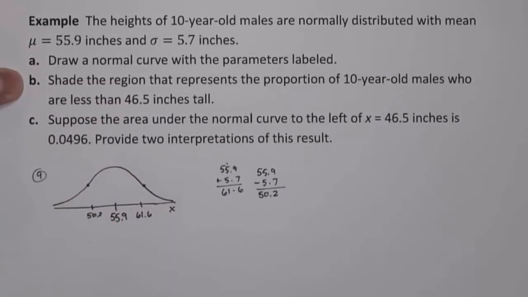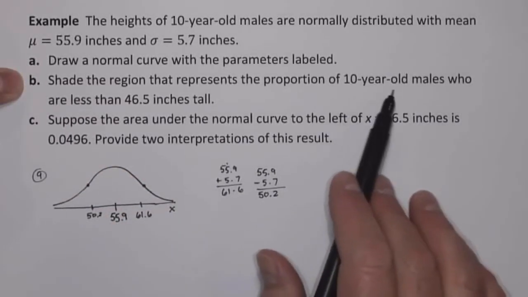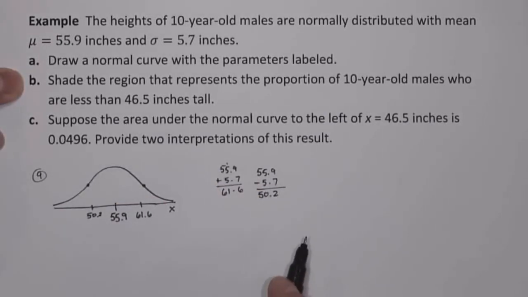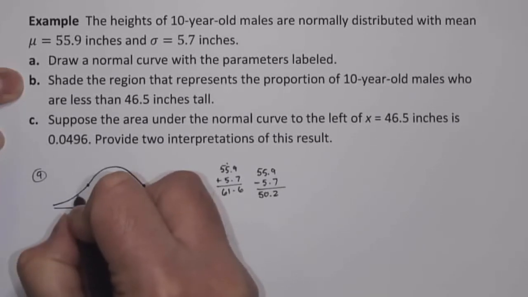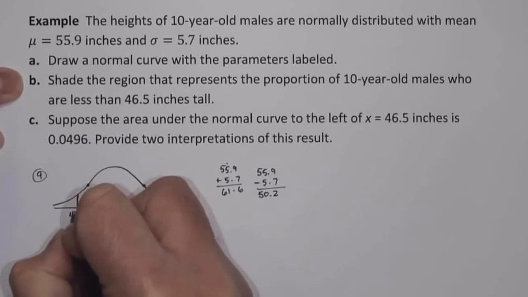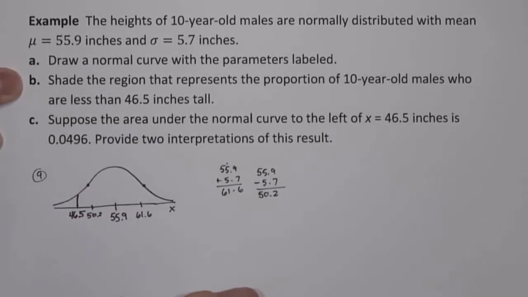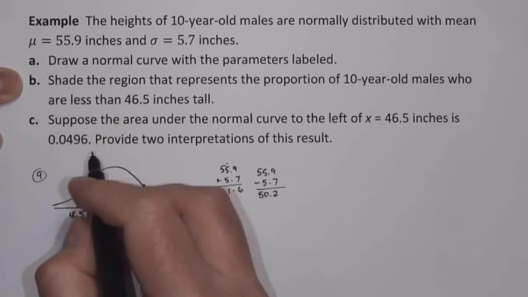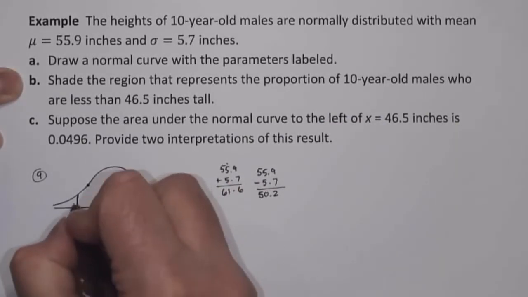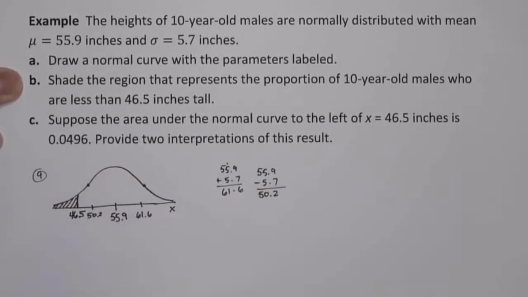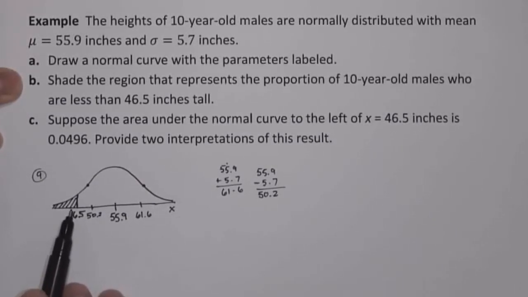Now part B, we're supposed to shade the region that represents the proportion of 10-year-old males who are less than 46.5 inches tall. Compared to our 55.9 and our 50.2, 46.5 would be over here to the left. So we shade the region that represents the proportion of 10-year-olds who are less than 46.5, which is this area over here to the left. This area represents the proportion of 10-year-olds who are less than 46.5 inches tall. Okay, so this is our answer to part B.